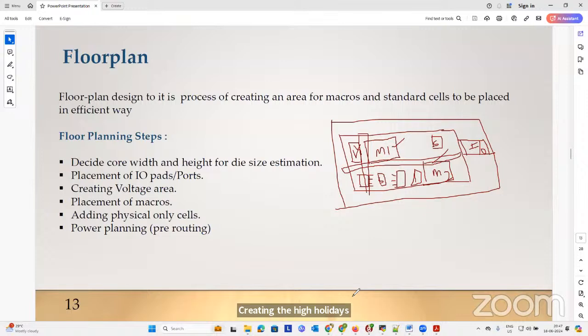placement of macros, adding physical only cells. Next is power planning. Power planning is nothing but we will write the power lines, VDD and ground. Hope so far is clear, everyone?